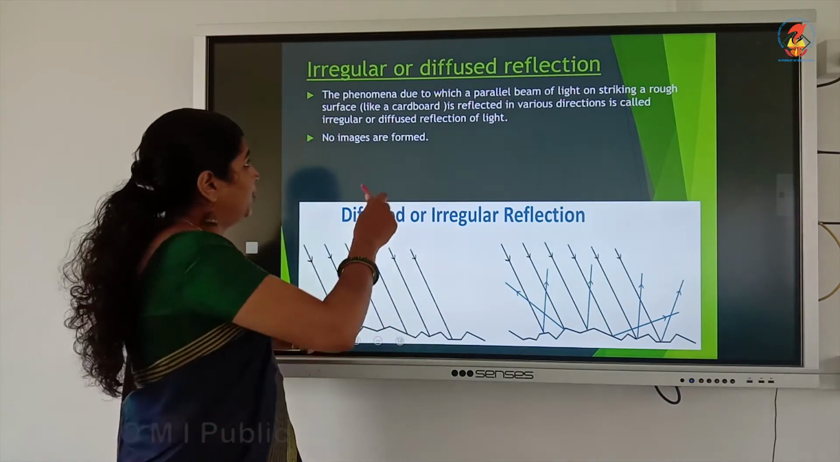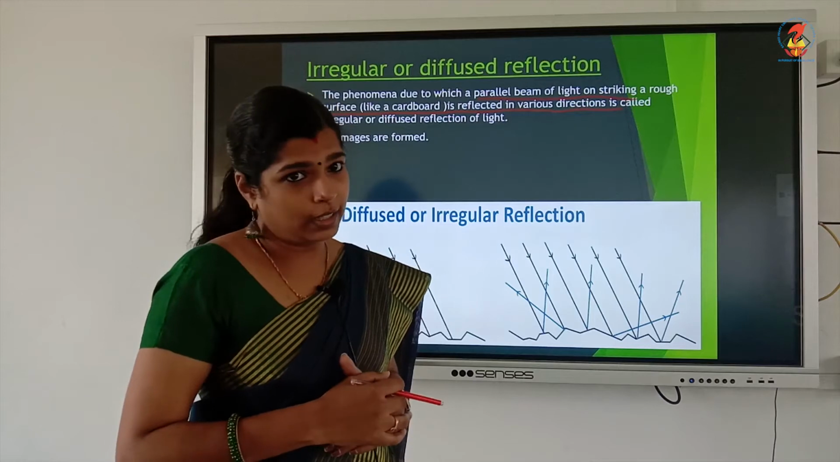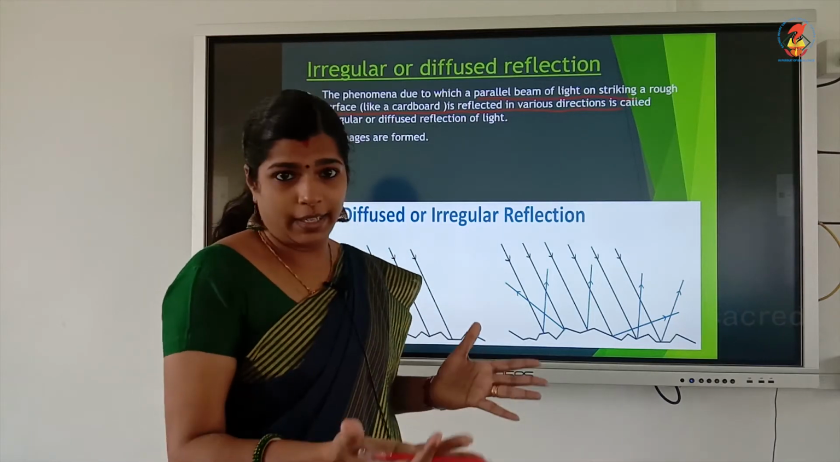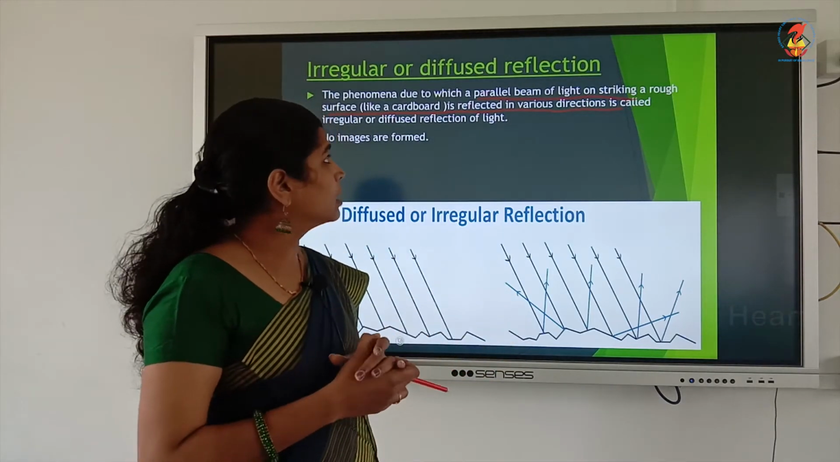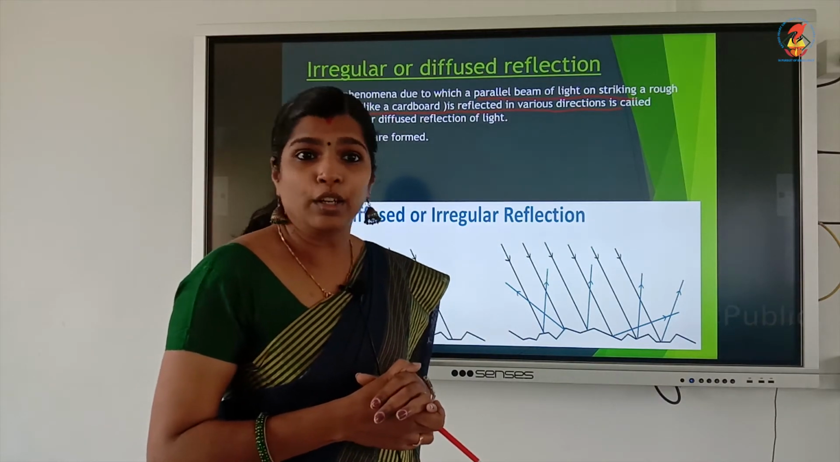So, the phenomenon due to which a parallel beam of light ray striking a rough surface is reflected back in various or different directions is known as diffused reflection or irregular reflection.